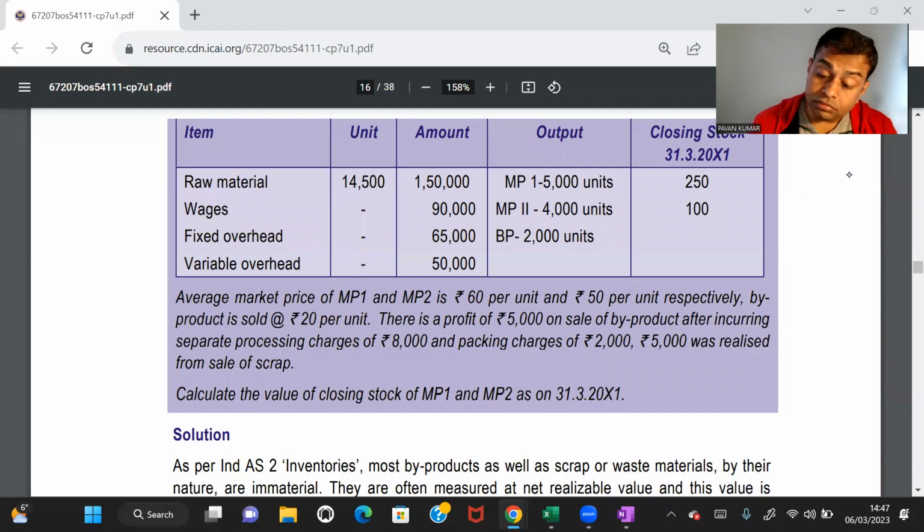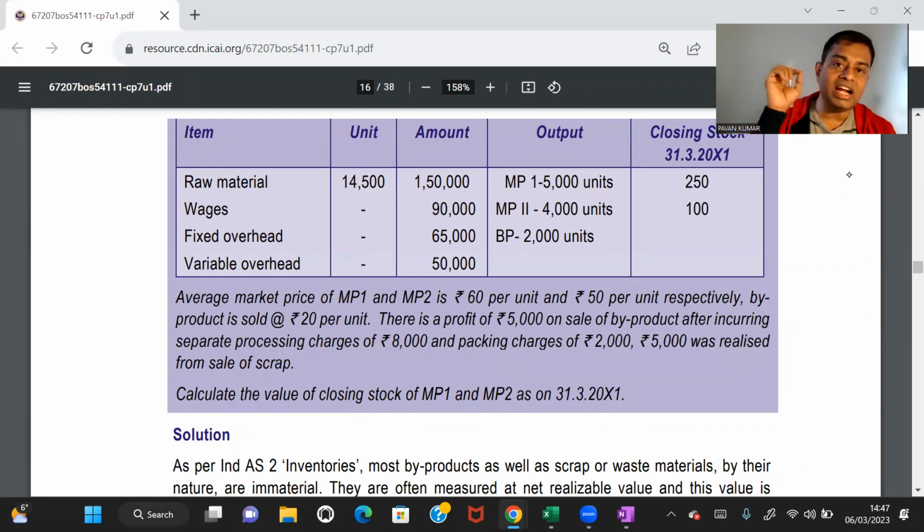Now, there is a profit of 5,000 on sale of byproduct, after incurring separate processing charge of 8,000 and packing of 2,000. 5,000 was realized from sale of scrap. Scrap is sold at 5,000. Calculate the value of closing stock of MP1 and MP2 as on 31/3/2001. First, what we do is, we have to calculate the net realizable value of the byproduct.